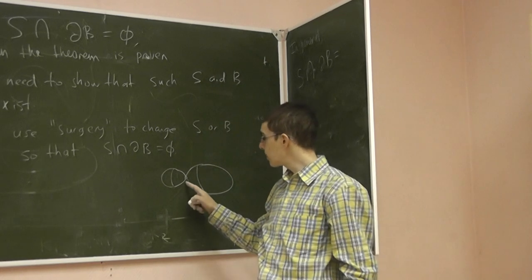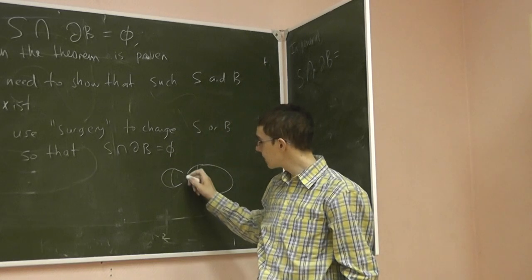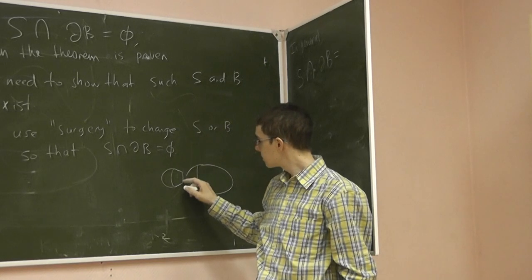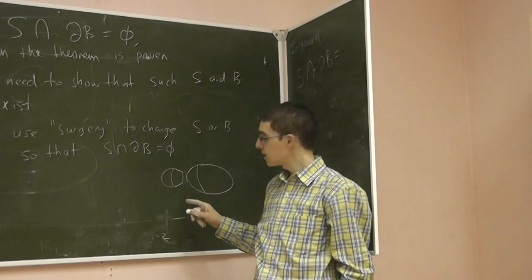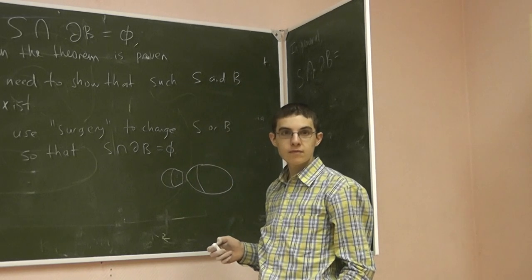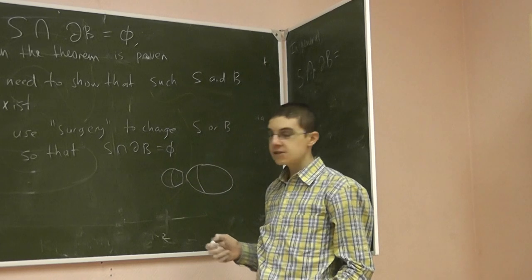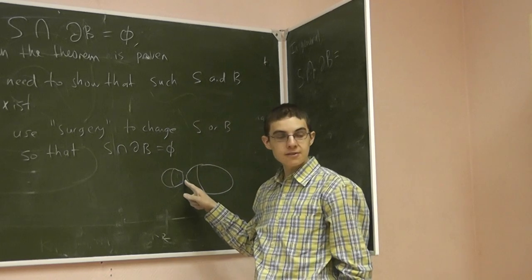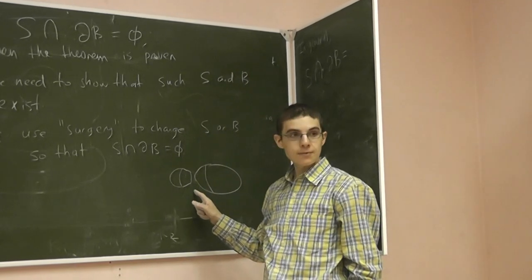They could intersect in a point, in which case we could wiggle them a little bit to remove the intersection. Okay, that's clear. So we could make a little change to the sphere and the ball to make them miss.